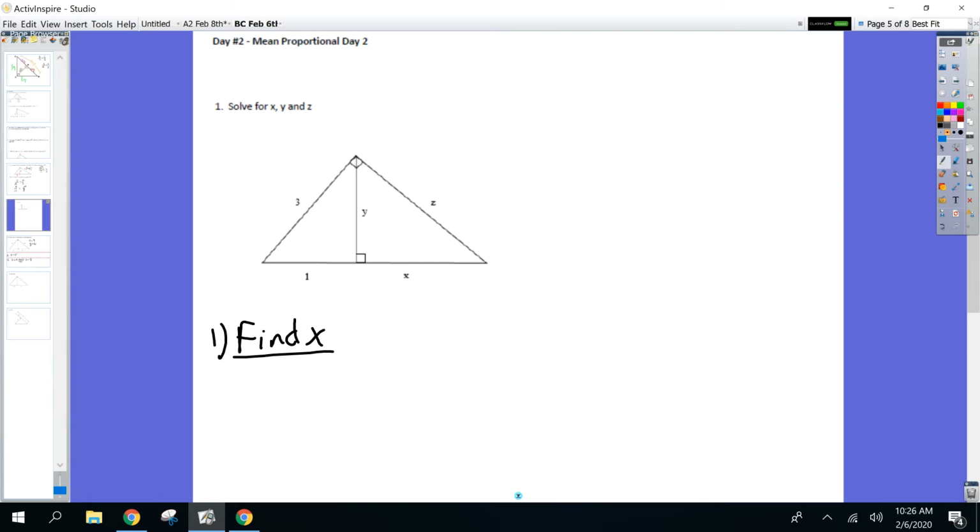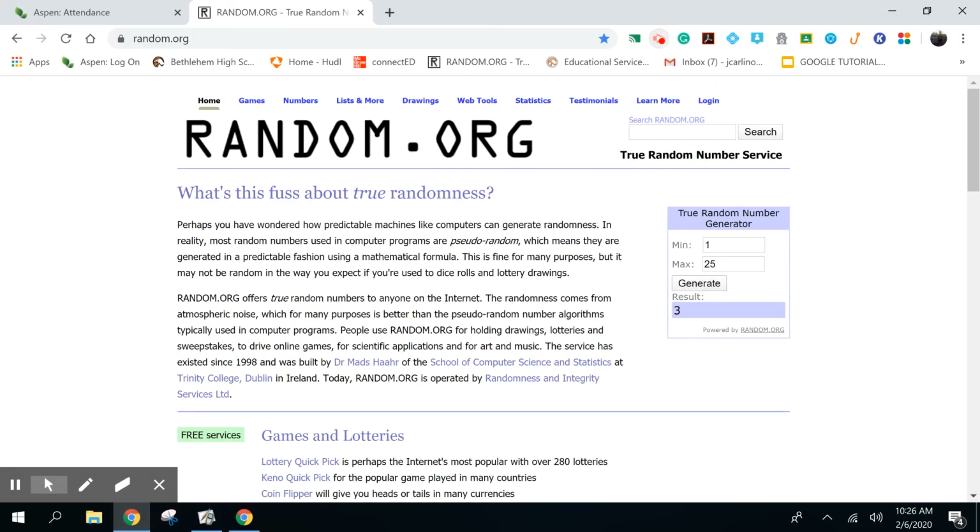Again, I know some of you may want to find Y first. That's fine. You're going to have your options on homework tonight. But right now, as a class, I want to find X first. Going back to you guys, what is X? Hypotenuse, leg, segment, altitude? What is X up here?